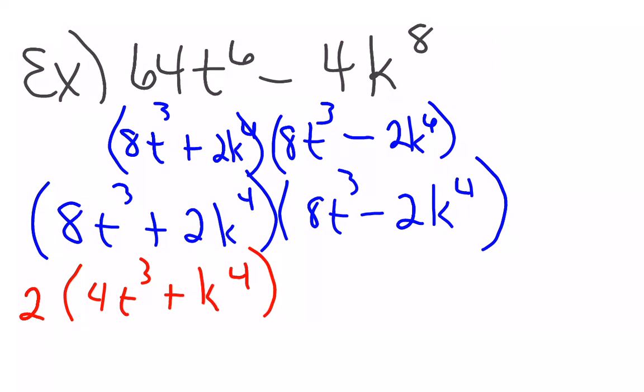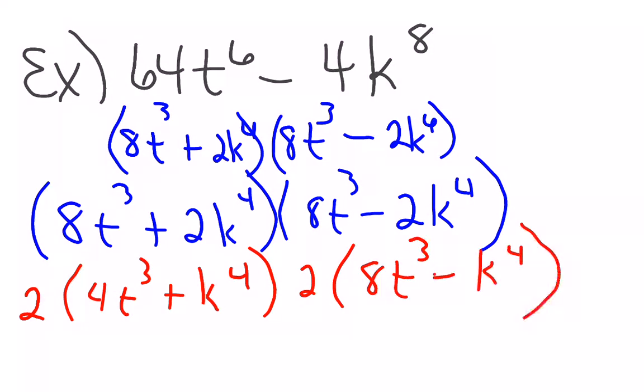And the second one, I can pull a 2 out of there, and I'm left with 8t cubed minus k to the 4th. And notice we have a 2 times 2, so that's where that 4. So we pulled out a 4 at the very beginning, and I said you could do it that way. You can most certainly do it that way because it comes out in the end, as you see.